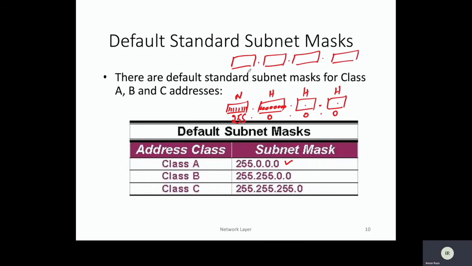And we know in class B, the first 2 octets represent the network part, and the remaining 2 octets represent the host portion. So what I have to do is turn all the network portion bits to 1. So all ones in this first octet means what? Yes, 255. Again, all the bits in the next octet representing the network part are 1. Yes, 255. And all the bits in the host portion are 0. Again 0. So what will be the default subnet mask of class B?